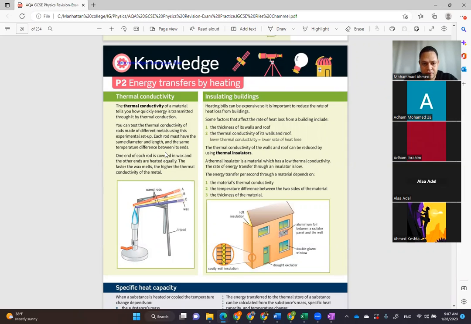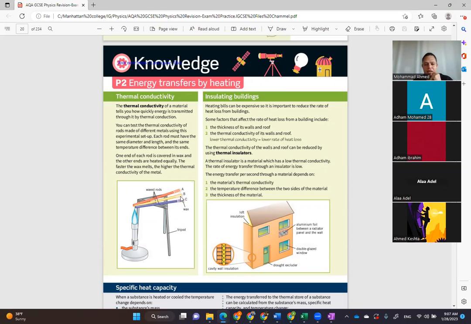So to do the experiment, if you need to check the thermal conductivity alone, you have to keep all other factors constant. So the 3 rods should have the same diameter, same length, and same temperature difference between their ends. So one end of each rod is covered in wax, and the other ends are heated equally. After that, the faster the wax melts, the higher the thermal conductivity of the metal.